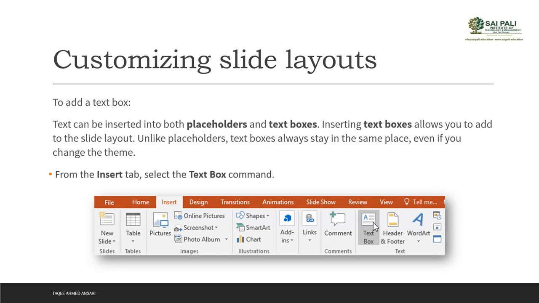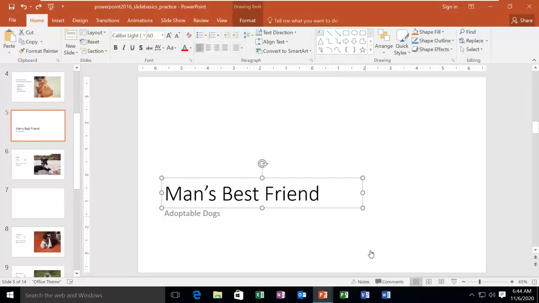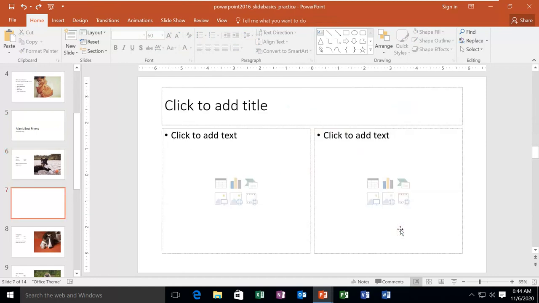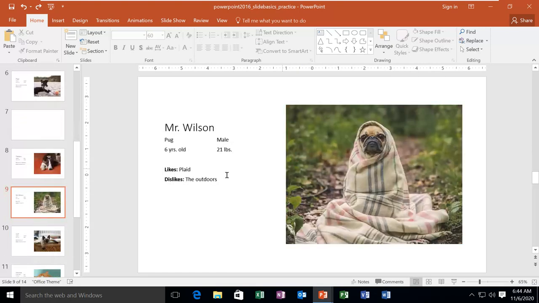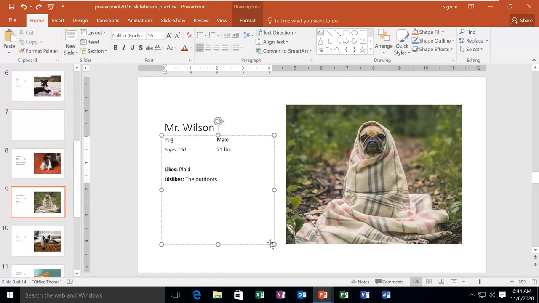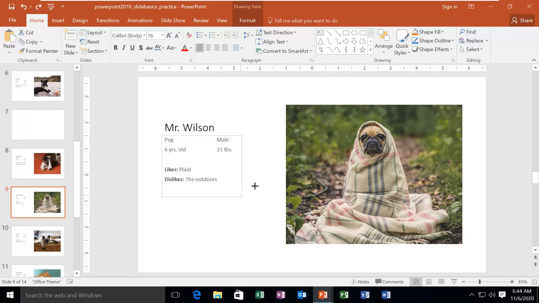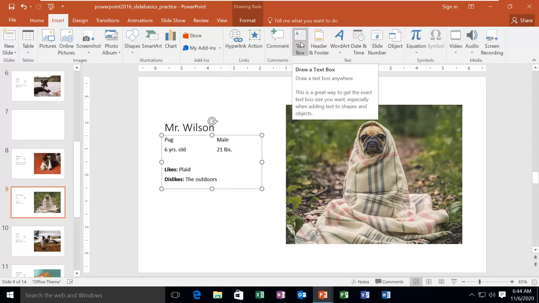So for adding text boxes, you can go to the Insert tab, and here you have this text box command, where you can add new text boxes. So if I want to add new text boxes here, I have these existing ones. I want a new one, like I have here one. I want more, so I can resize this one, and then I can add more. So I'll go to the Insert tab, and from there I have this text box command.